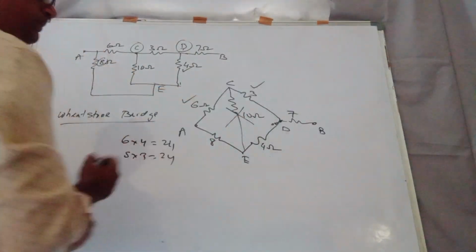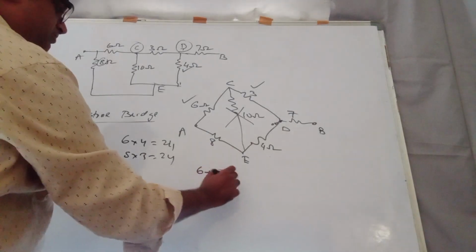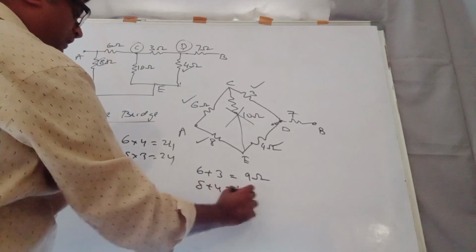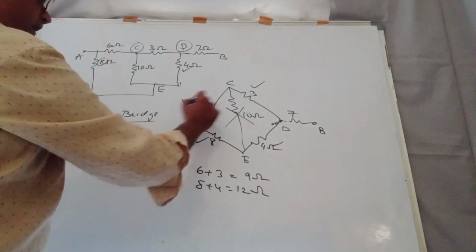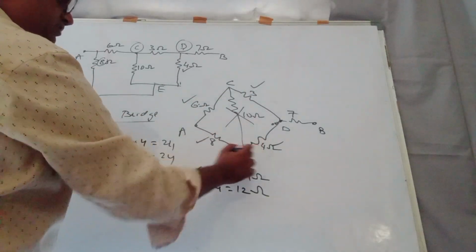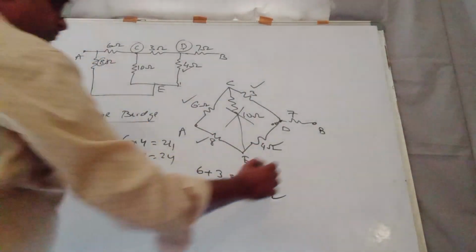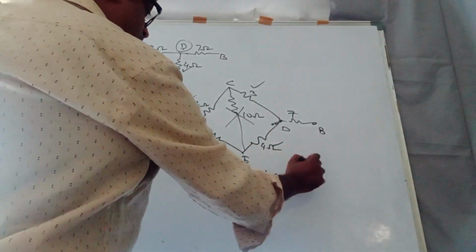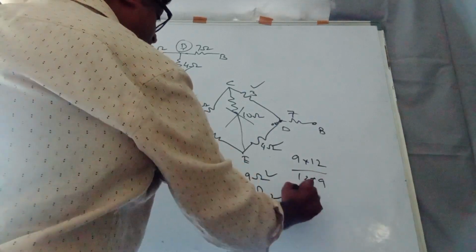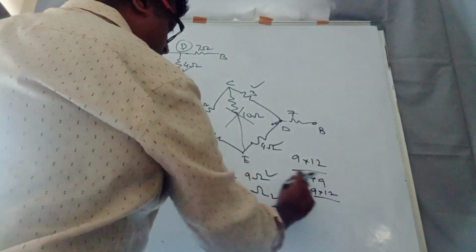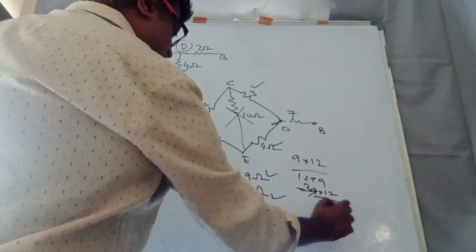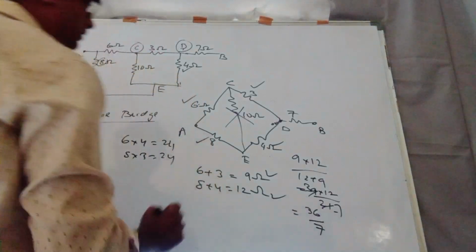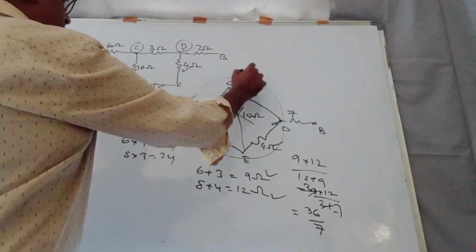This and this will be in series, which is 6 plus 3, 9 ohms. This and this will be in series, which will be 8 plus 4, 12 ohms. Now these two are in series and these two are in series, so these two will be in parallel. So how do we find the resistance of parallel? R1 R2 by R1 plus R2. So 9 into 12 by 12 plus 9, which is 9 into 12 by 21. So 3 3s are 9, 3 7s are 21, so it is 36 by 7. Okay, so this whole is now 36 by 7.